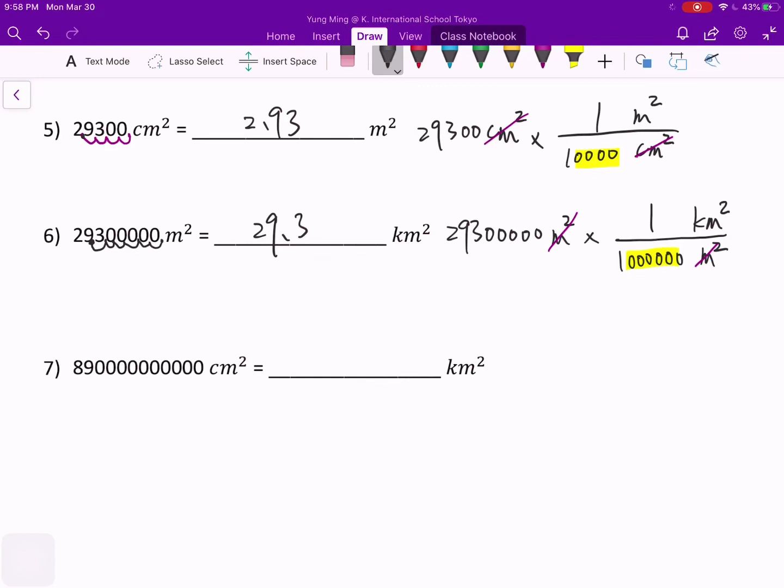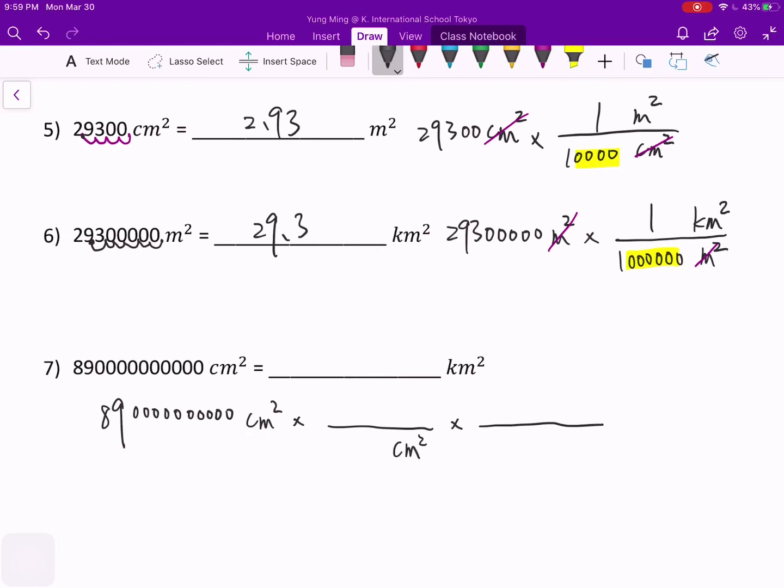I hope we're getting more and more comfortable with these kind of questions over here. Let's do the last one. Well, we got a lot of zeros over here. First of all, make sure you get the number of zeros right. We got 10 zeros, actually. Cm square, we want to exchange that to kilometer square. I'm not very confident on the unit conversion in this case because it requires more steps.